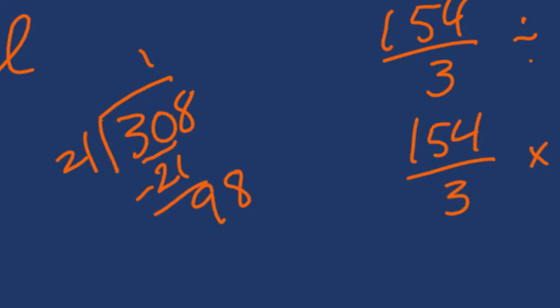Bring down my 8. Now 21 going into 98. What, 4 times I think? And that's going to give me 8, 4, 84. So look at that. I got 14, looks like, and then with a remainder there of 14. So it's going to definitely go into 308 then 14 times.